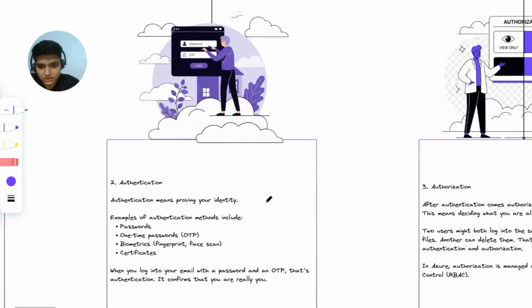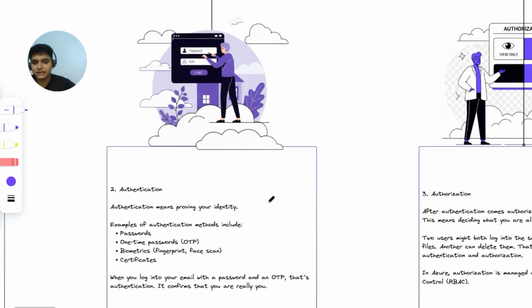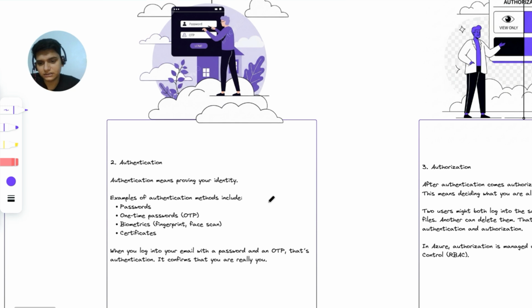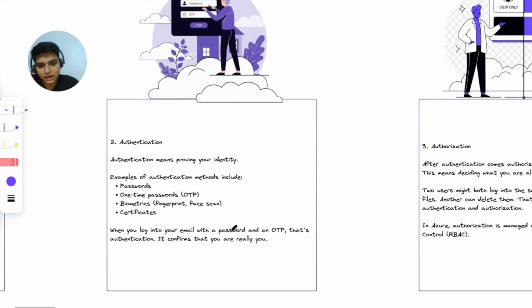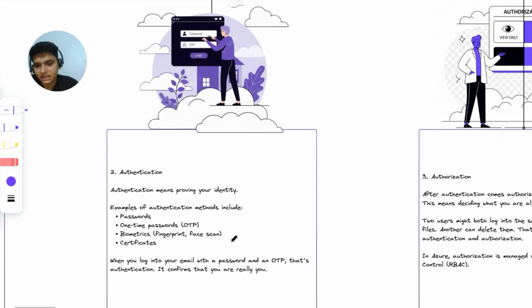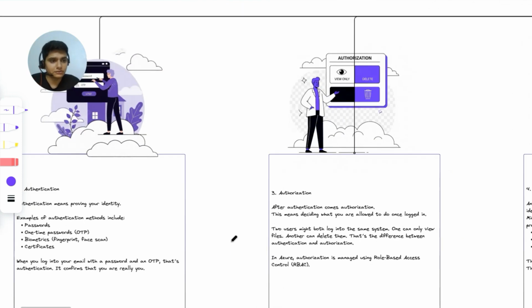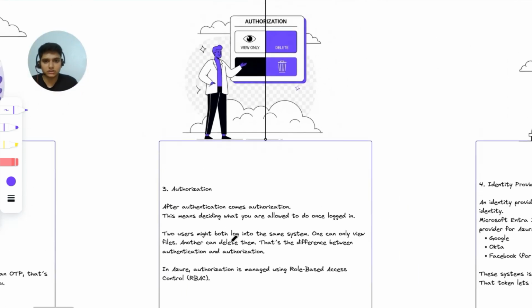So authentication means proving your identity. Examples of authentication methods include passwords or OTPs or biometrics like fingerprint or face scan, or certificates. Now, when you log in to your email with a password and an OTP, that's what authentication is. It confirms who you really are. All right, Dr. Smith or Dr. Strange, let's head on to authorization.